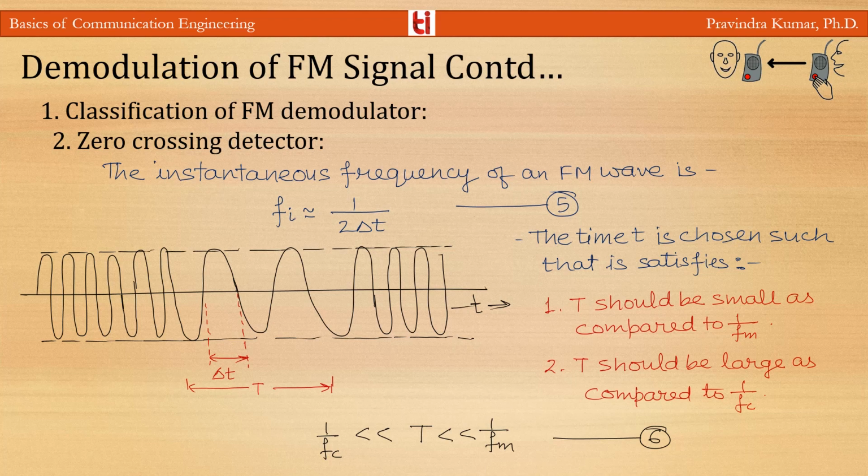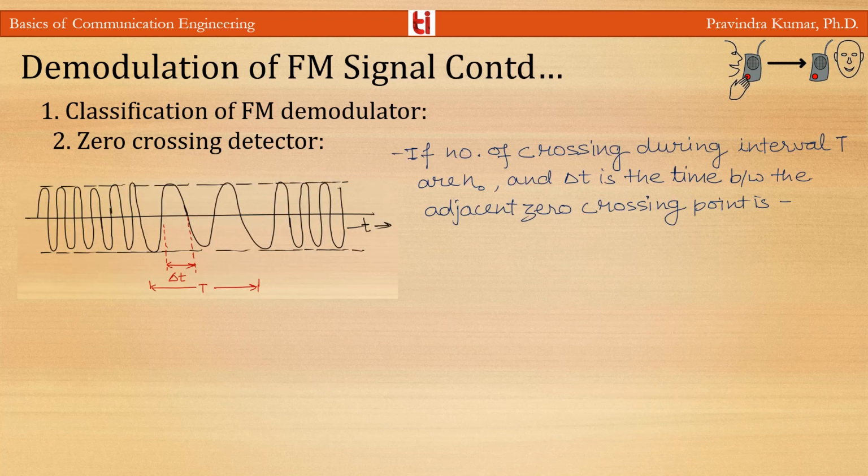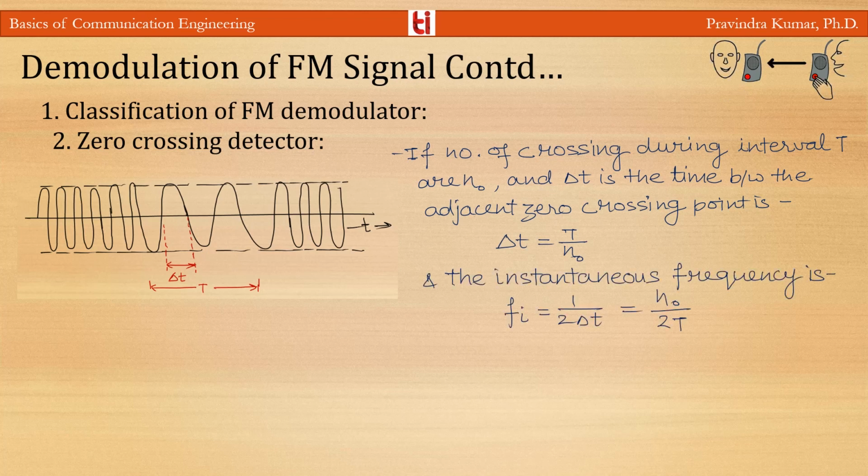Let the number of crossings during the interval T be denoted as n0, and Δt is the time between adjacent zero crossing points. Then Δt will be T/n0, and so the instantaneous frequency 1/(2Δt) is n0/(2T). By definition of instantaneous frequency, fi is equal to fc plus kf times x(t). So by this definition, we know that there is a linear relationship between fi and the message signal x(t), so we can recover x(t) if n0 is known, and this can be achieved using a zero crossing detector.